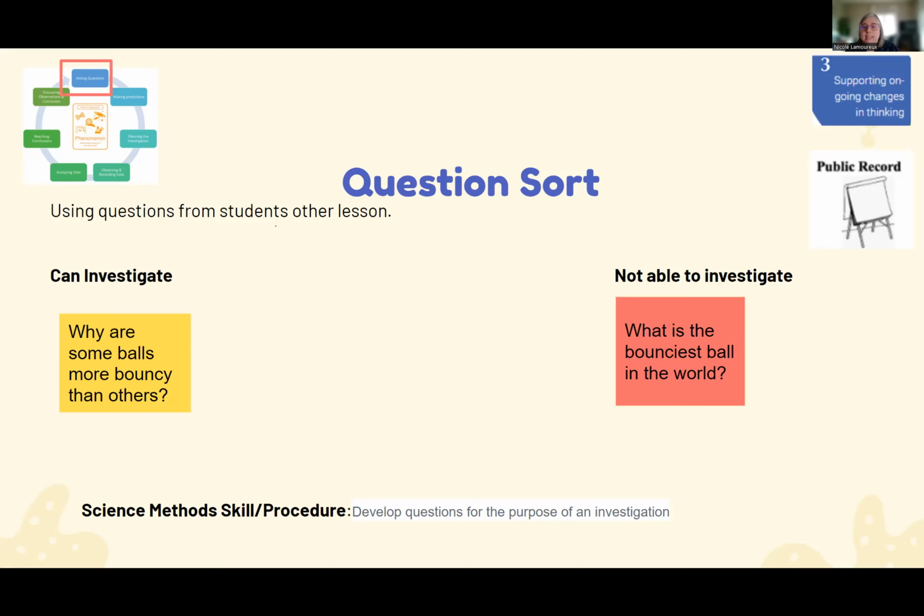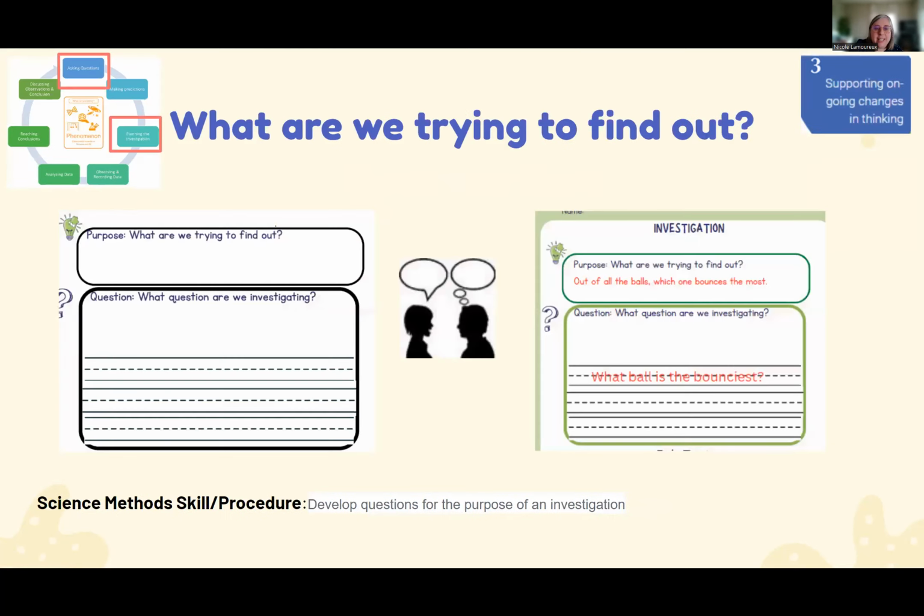So for example, what is the bounciest ball in the world? Could we really find that out in our classroom? No, we couldn't. It's a great question. I wonder that, but I don't think we can investigate it. Why are some balls more bouncy than others? I'm just putting that as an example, right?